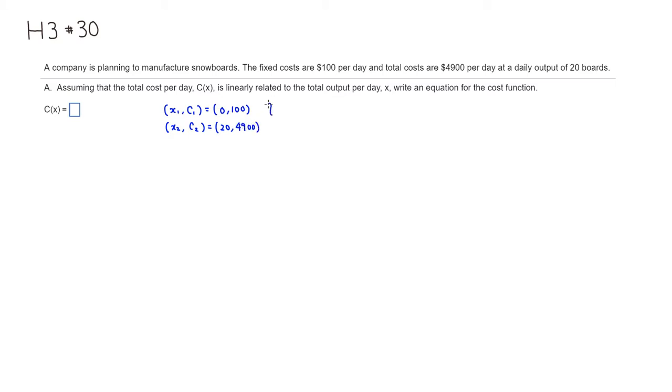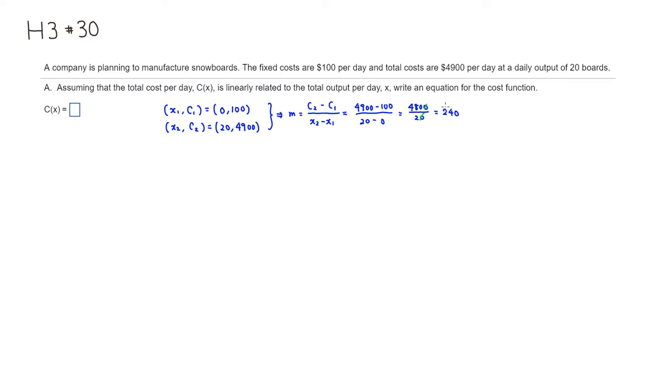Right? So from here, we can find the slope. Slope m is C2 minus C1 over x2 minus x1. Instead of y2 minus y1, we're using C2 and C1. So C2 is 4,900, C1 is 100, x2 is 20, and x1 is 0. So we get 4,800 divided by 20. What's that? We can knock off a 0 and a 0, and 480 divided by 2 is 240.